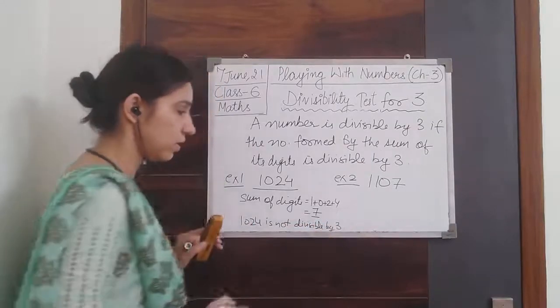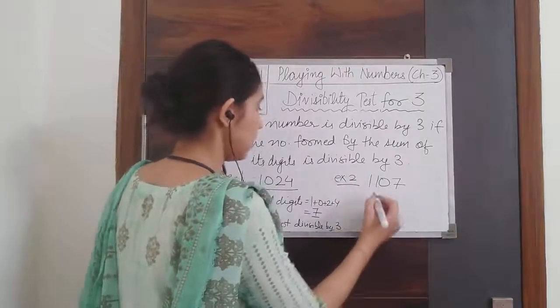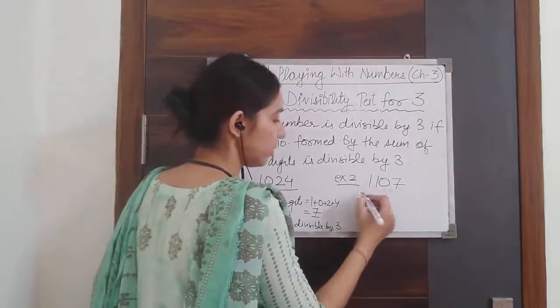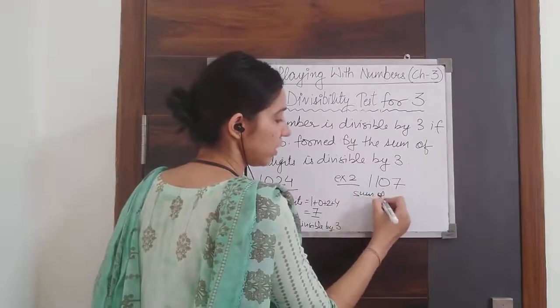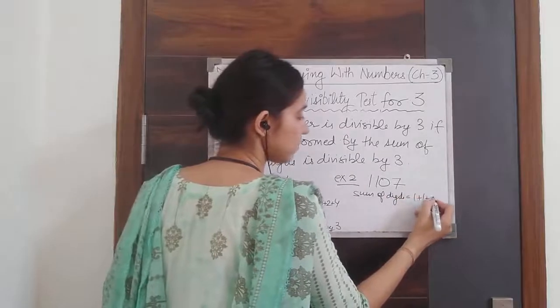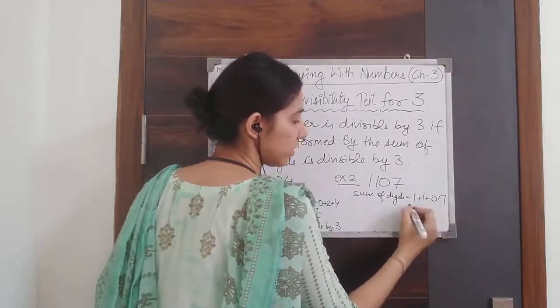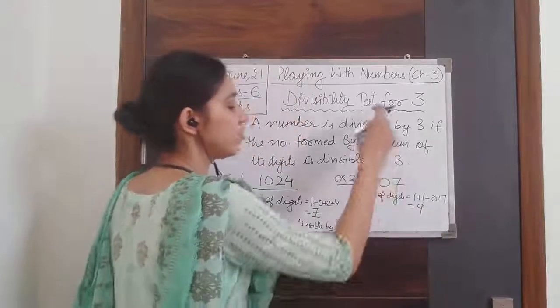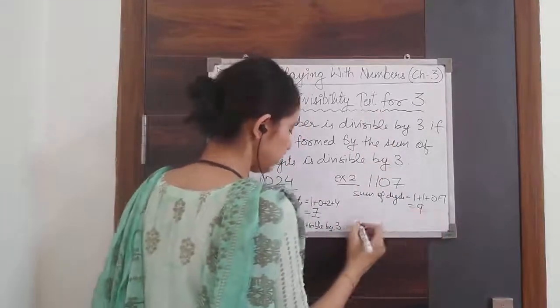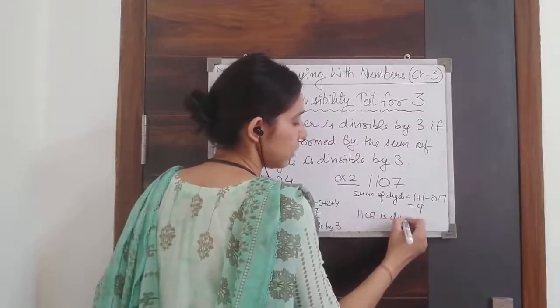In the second example, we have 1107. The sum of digits will be 1 plus 1 plus 0 plus 7. 1 plus 1, 2, 0, 7, it means 9. 9 is divisible by 3. Yes, divisible by 3. It means 1107 is divisible by 3.